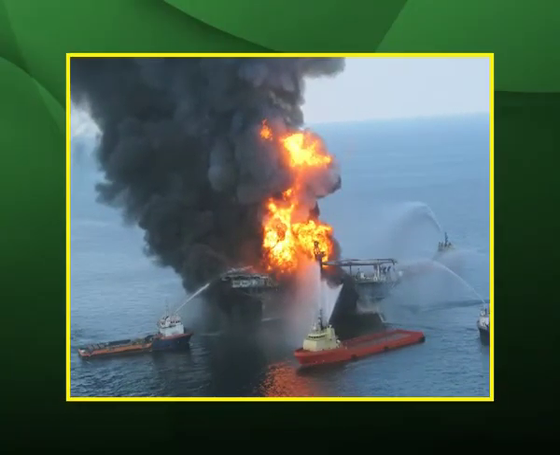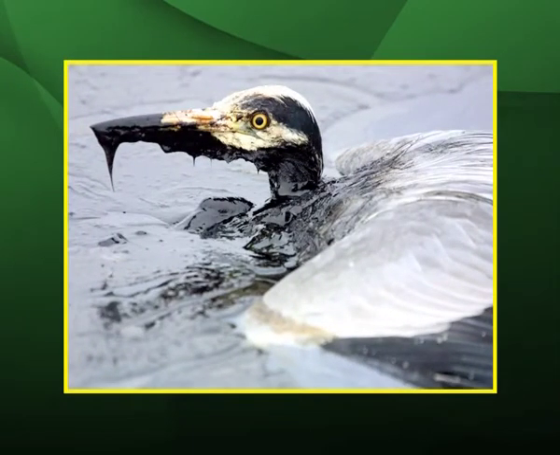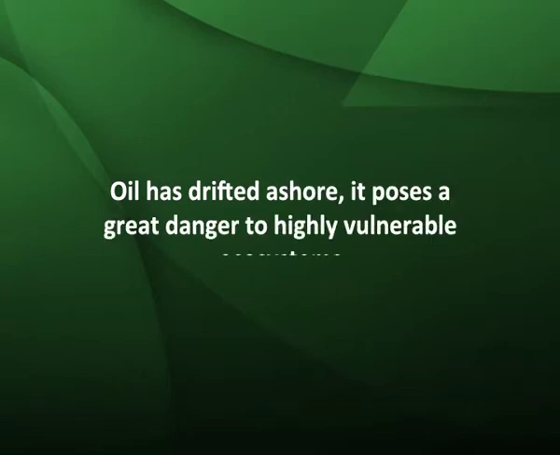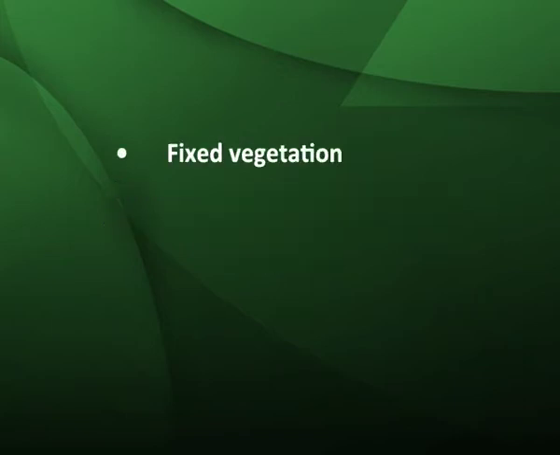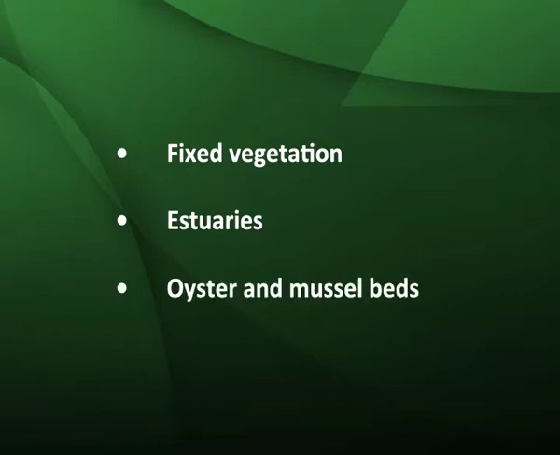Large spills in the open ocean will often just burn off or disappear without detectable impact. Tanker accidents are most disastrous close to land. The oil coats marine animals and birds at sea as well as the shallow subtidal and intertidal ecosystems close to the shore. Once the oil has drifted ashore, it poses a great danger to highly vulnerable ecosystems such as fixed vegetation, estuaries and oyster and mussel beds.